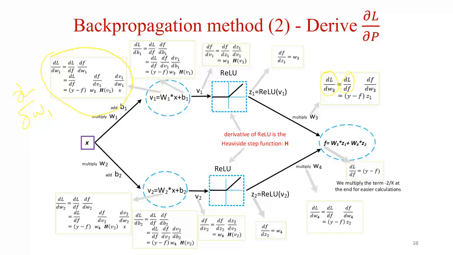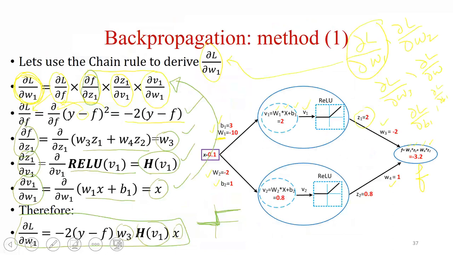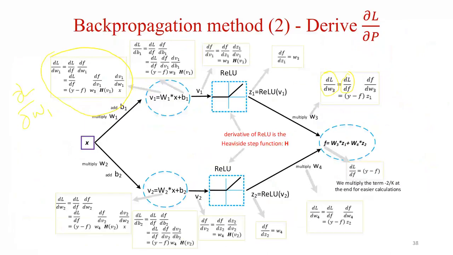So for instance here, delta L over delta W equals delta L over delta F. By the way, let me mention one thing. For the sake of simplicity, I'm going to drop this minus 2 from the expressions and we will add it later on. So you will see me referring to delta L over delta F, which is right here, as just Y minus F. The minus 2 we will add later. So in terms of this expression F, the derivative of the loss over F is Y minus F, and the minus 2 we will add later on.